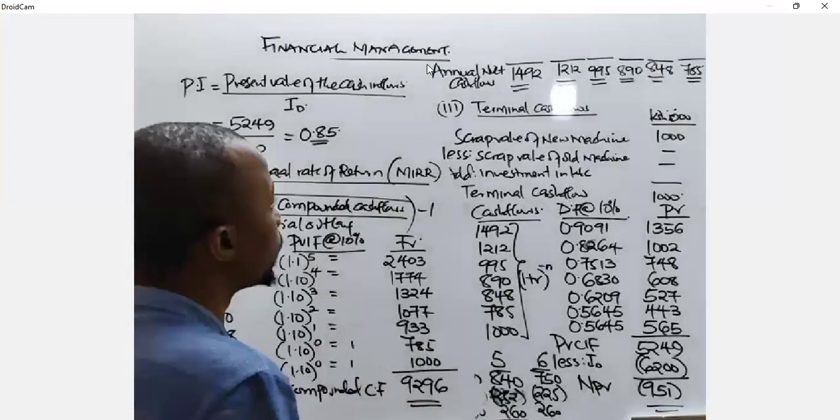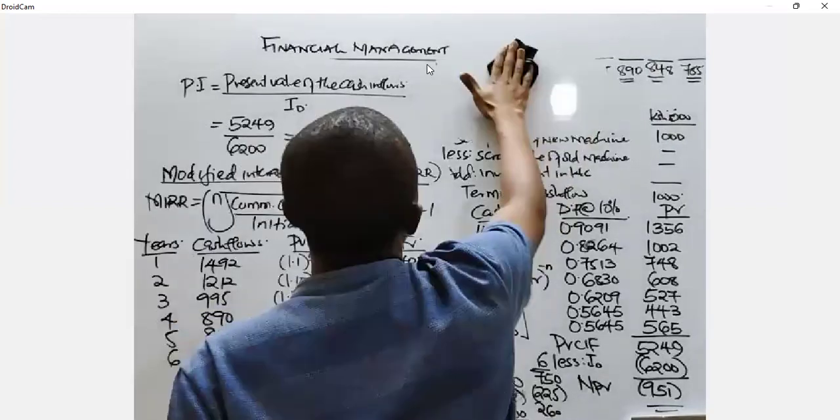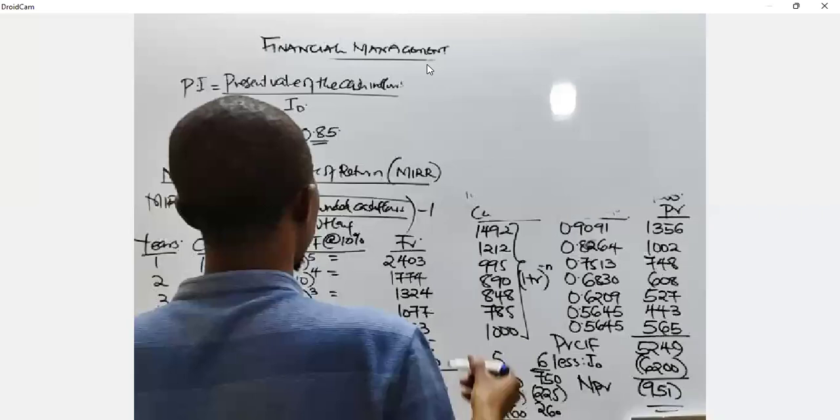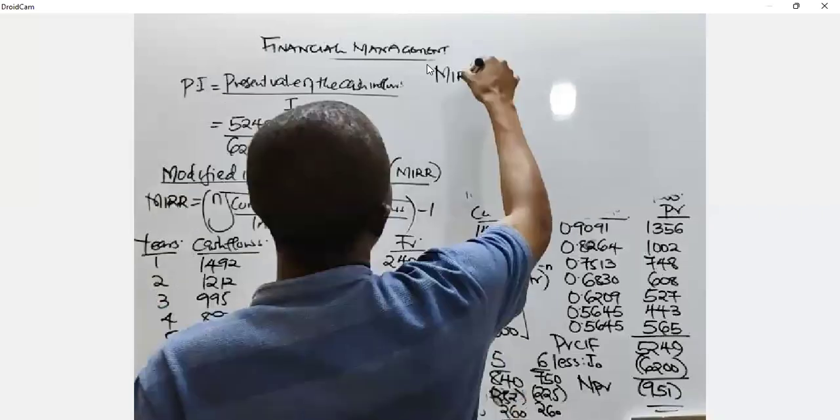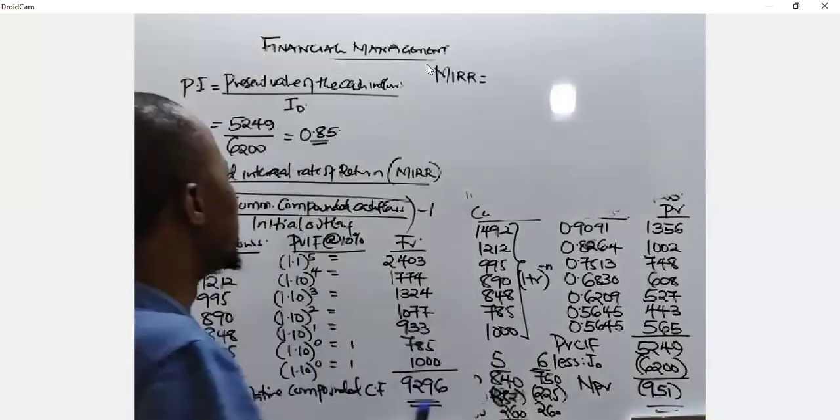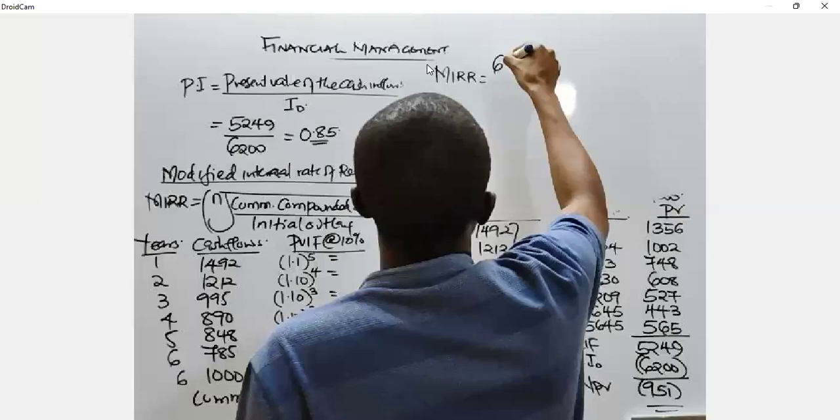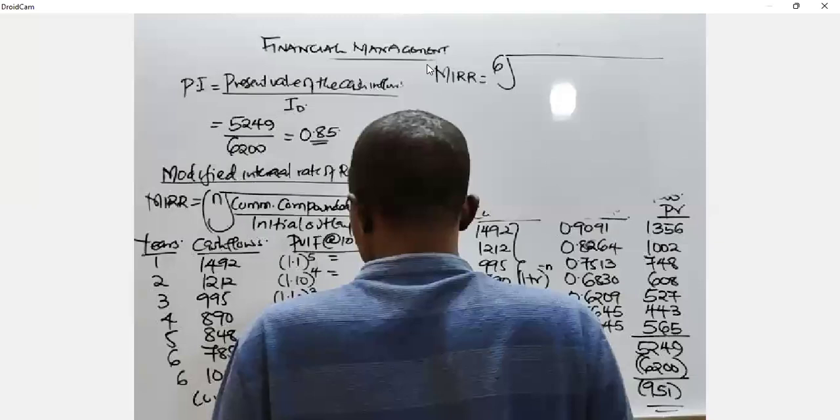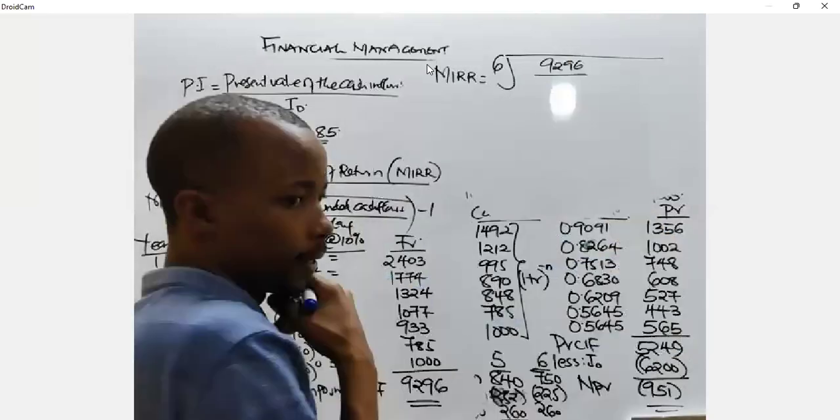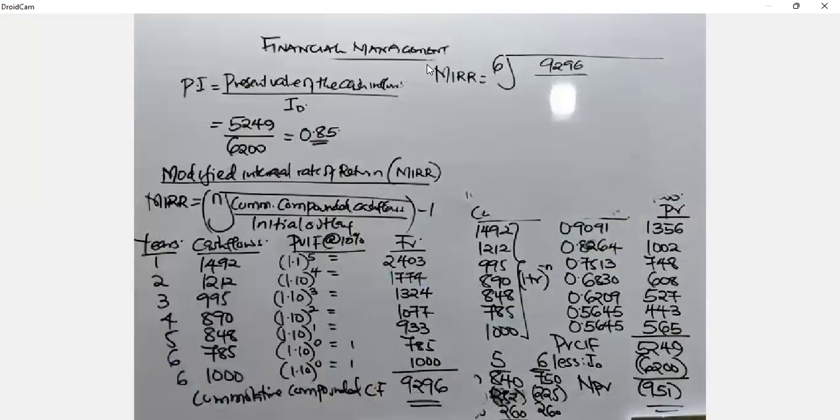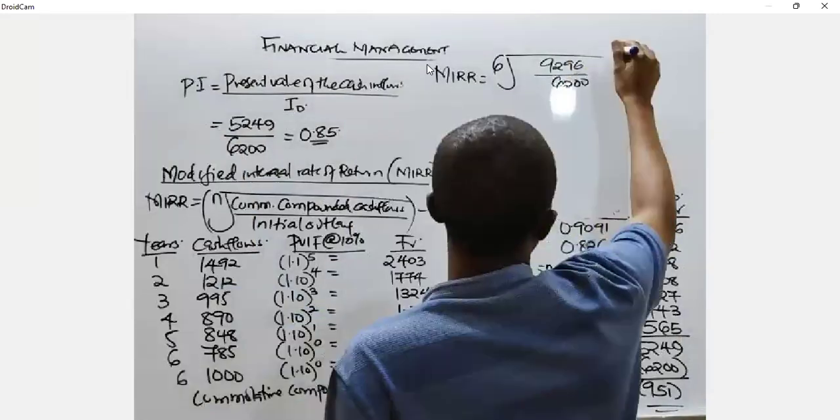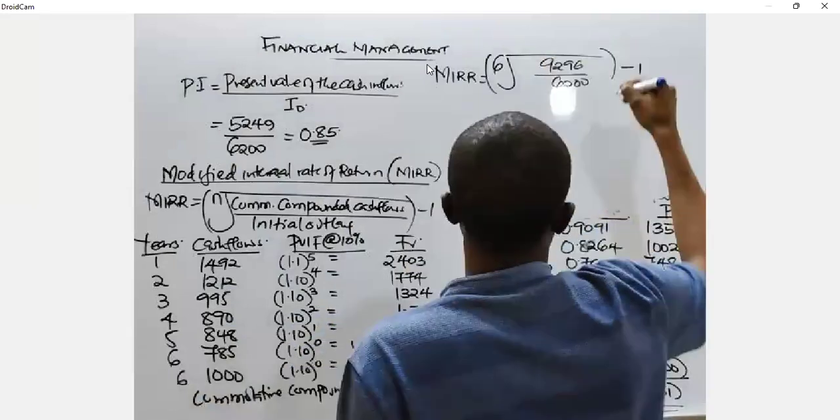Once you finish doing that, you come here and you tell me, to get my MIRR, you are going to be taking the number of years. Our n, we said, is the number of years. So it will be the 6th root of what? The cumulative, which you have gotten, 9296. You divide it by your initial outlay. Your initial outlay was 6,200. Then we subtract 1. Okay, very simple.